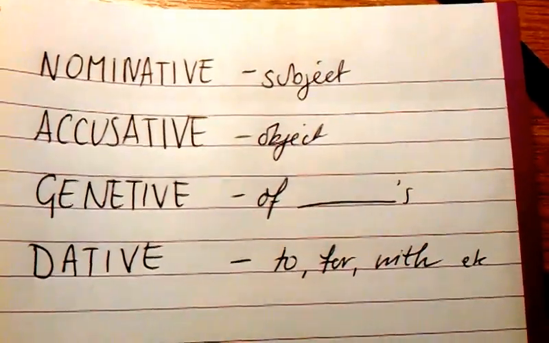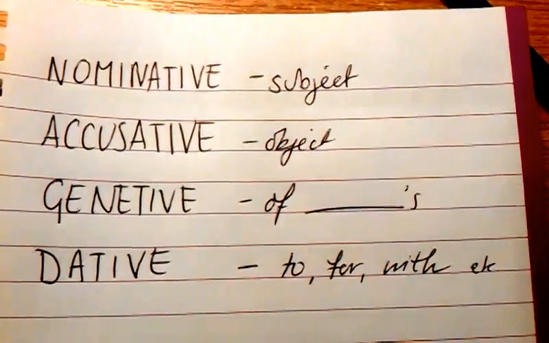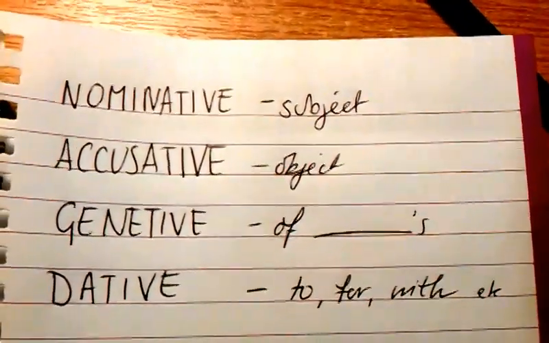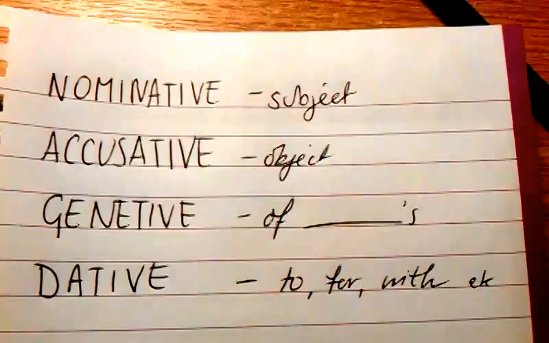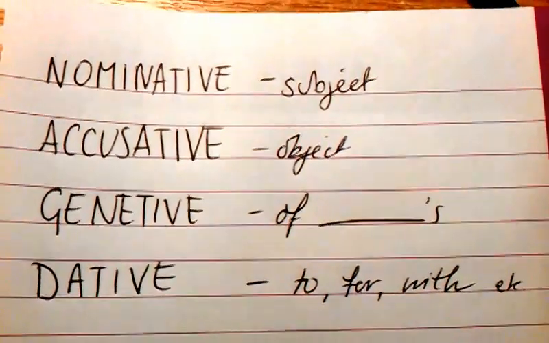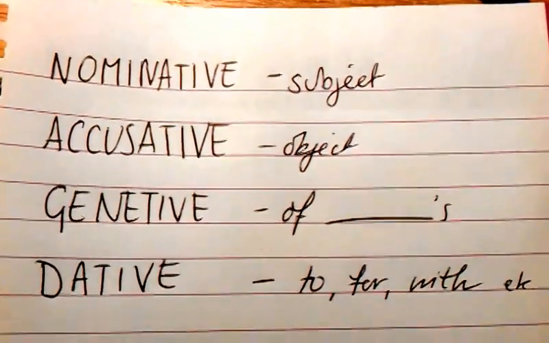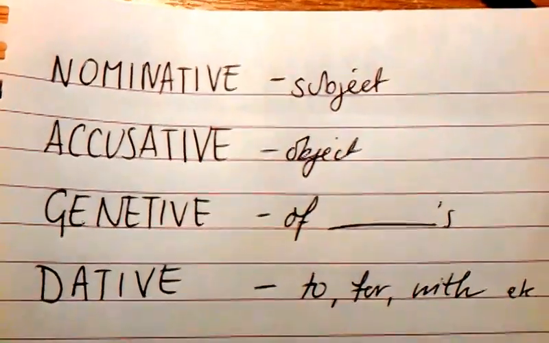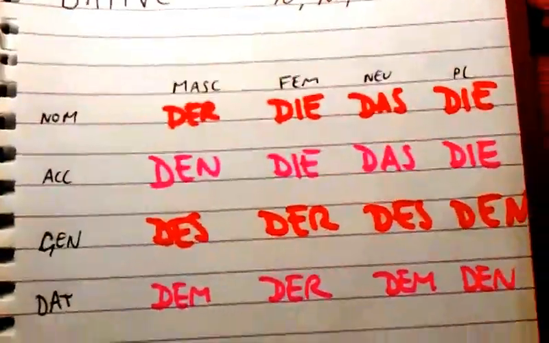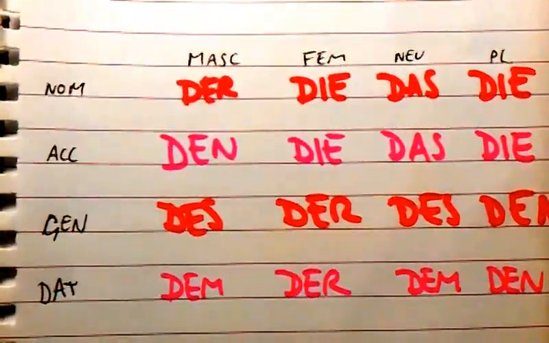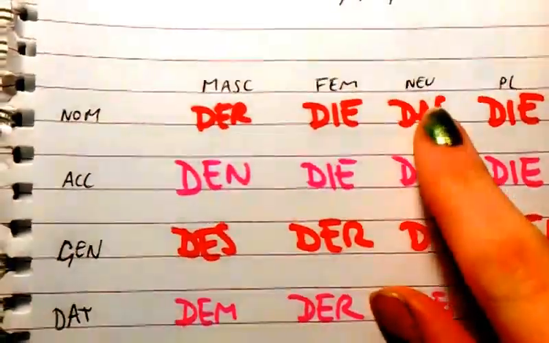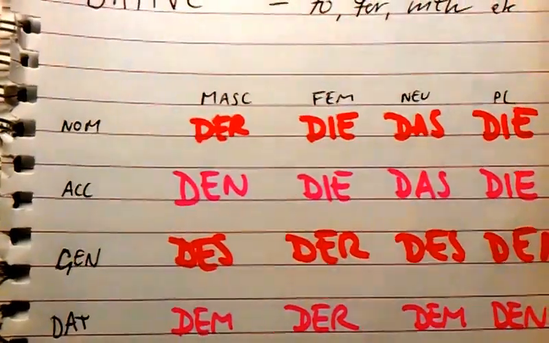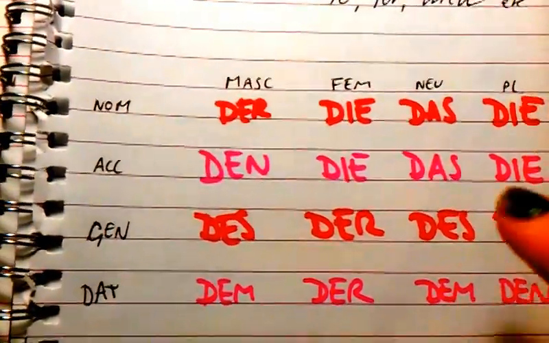And dative is quite difficult to explain in English, but it's one that acts with certain prepositions or position words, such as to, for, with, by, from, and so on. But we can look at those later. So I've written up a table of all the definite articles, or the word "the". You can see I've got the 3 main genders, masculine, feminine, neuter, and plural here.